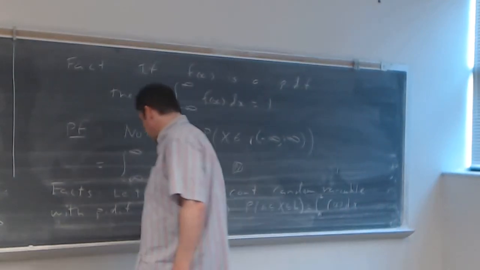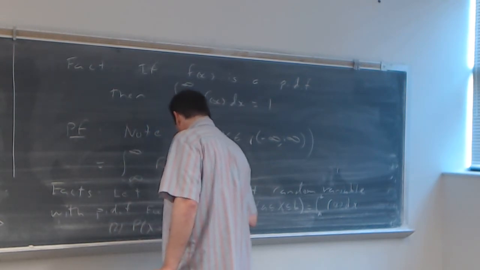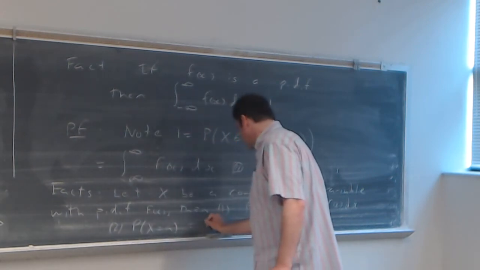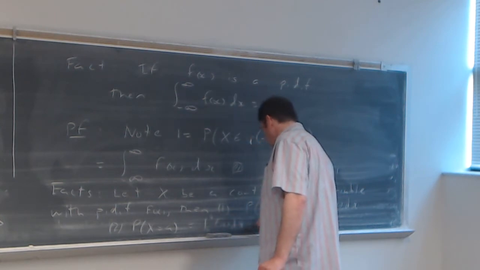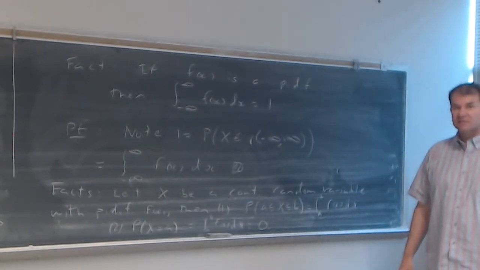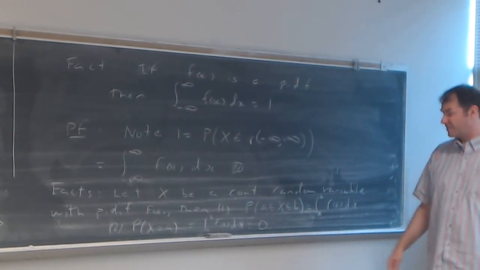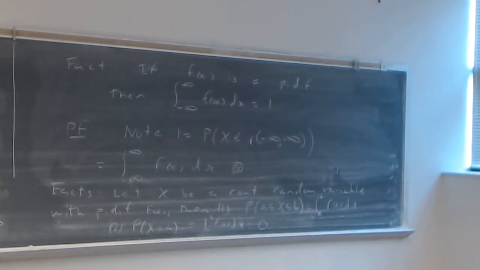And then part two, this is an interesting fact, but the probability for a continuous random variable to be equal to a particular number, well, that's equal to the integral from a to a of f of x dx, but that's known from calculus to be equal to 0. So the chance that a continuous random variable is equal to a particular number is nothing. Zero. Let us look at an example.